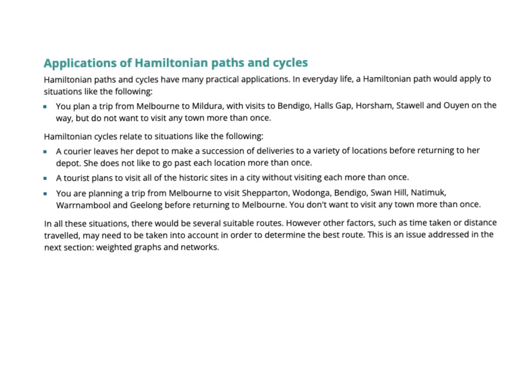Okay, so just to go over, remember, as I said, in your tests and your applications, they don't tell you you're dealing with this. You have to recognise that it's this situation. An example of a Hamilton path could be you plan your trip from Melbourne to Mildura and you want to visit all the towns, and the towns will be the vertices. So if you go through Bendigo, Halls Gap, Horsham, Stawell and Ouyen on the way, but you don't want to go to any town more than once, that's a Hamilton path.